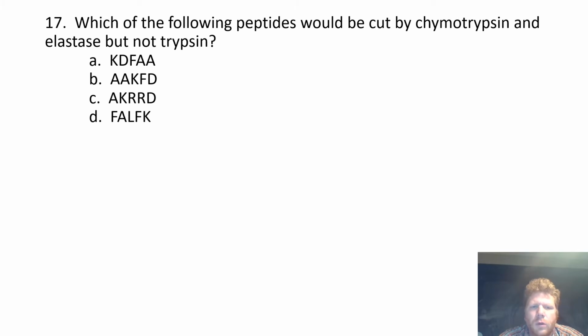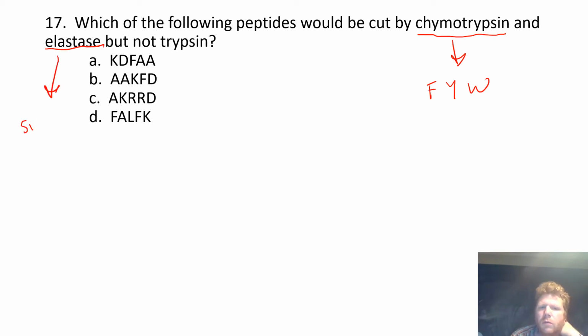All right, question number 17 reads, which of the following peptides would be cut by chymotrypsin and elastase, but not trypsin. Okay, so chymotrypsin and elastase. So what we are looking for is something that's going to cut after a hydrophobic residue like phenylalanine, tyrosine, or tryptophan. I'm sorry, a bulky aromatic residue, and elastase is going to cut after a small residue. Okay, so trypsin, however, is not going to cut after those, and trypsin cuts after positively charged residues.